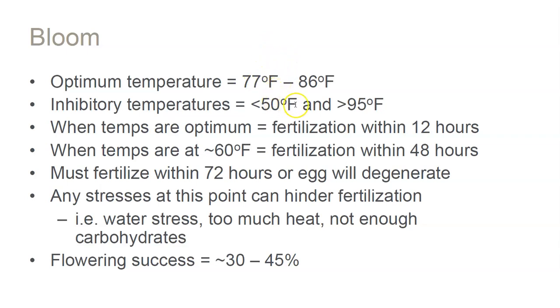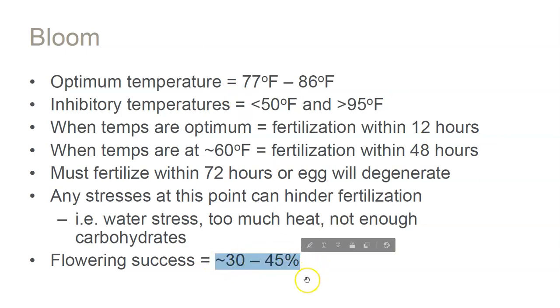If you have temperatures below 50 degrees Fahrenheit during flowering, that's going to be a bummer. You're going to have problems. You're not going to have good set. You're really probably not going to have any set. And temperatures above 95, really hot flowering, are also going to cause major issues. If temperatures are optimum, it's pretty quick for a flower to fertilize. It can take about 12 hours. It needs to happen within 72 hours, or it'll essentially just abort, and then you have flowering disorders, which I'll show you.